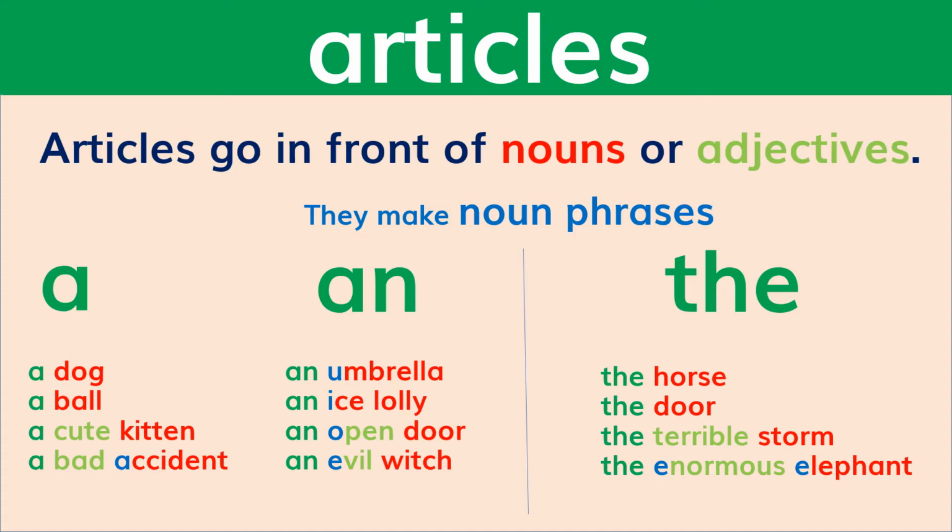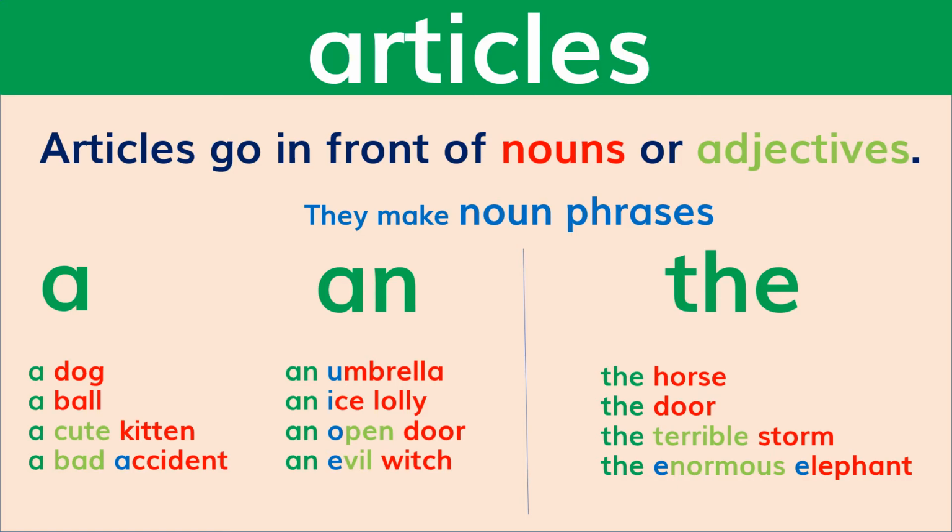We use the word an when the noun starts with a vowel. Umbrella starts with a U, which is a vowel. Ice lolly starts with an I, which is also a vowel. But when we go down to the adjective, open starts with a vowel too, so we again use an, even though the noun doesn't start with a vowel. Evil also starts with a vowel, E, so we use the word an in front of evil, even though witch does not start with a vowel.